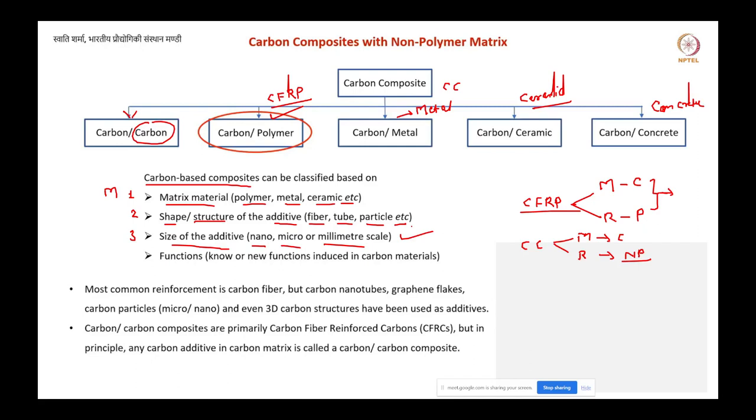Can you repeat the question, please? I'm saying, suppose we are adding any kind of additives, like nano, micro, or milli. So what will you basically call that material? Or let's say if you are adding some nano, then how will you define it? We are talking about. Yes.